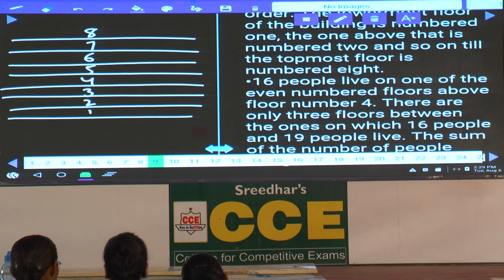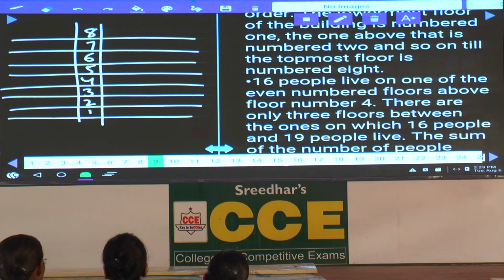8, 7, 6, 5, 4, 3, 2, 1. Then condition number 1. 16 people live on one of the even number floors above floor number 4. Above floor number 4, 16 people, on one of the even number floors. And 16 can be either here or here. How many possibilities do we have? We have 2 possibilities.